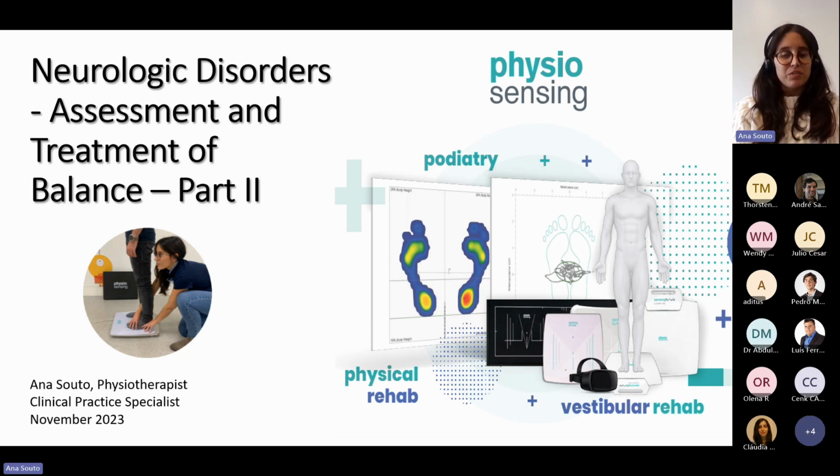Currently, I work with PhysioSensing. My job here is to try to develop our posturographic products in accordance with the newest scientific evidence, and also to help our new clients to start using PhysioSensing.